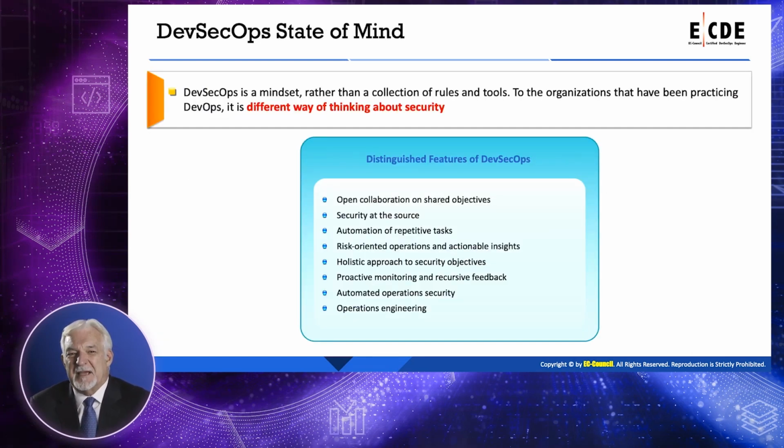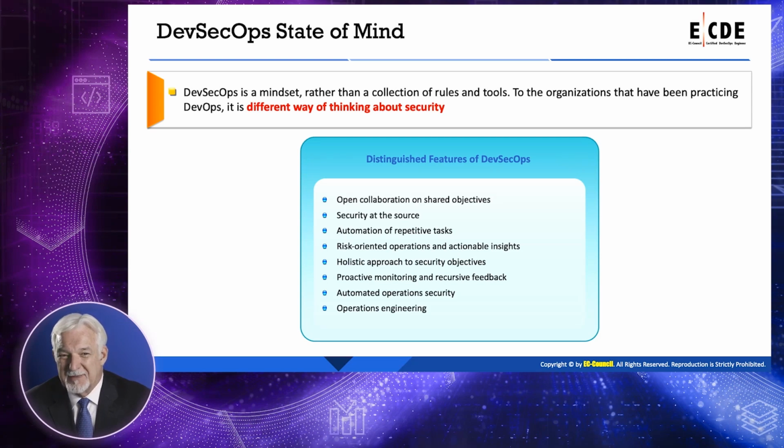So DevSecOps is really a mindset rather than a collection of rules and tools. To the organizations that have been practicing DevOps, it's a different way of thinking about security. The distinguished features of DevSecOps include open collaboration on shared objectives. We look at security at the source, where the code starts. We want to be able to automate repetitive tasks and have a risk-oriented operation and actionable insights that come out of this effort.